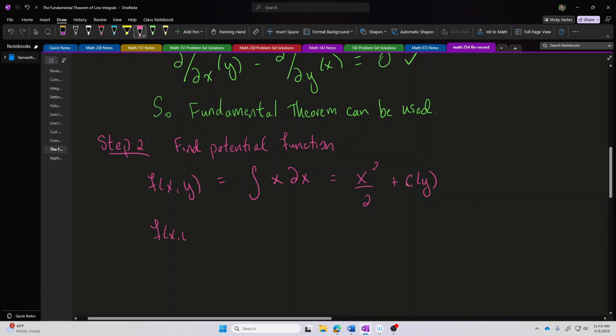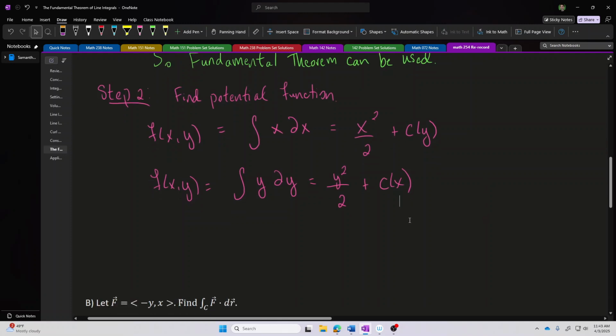Meanwhile, the potential function is also equal to what we get if we take the y component of our vector field and take its partial antiderivative with respect to y. So from that we get y squared over 2, and then potentially some terms that don't contain y at all that are hidden right now.